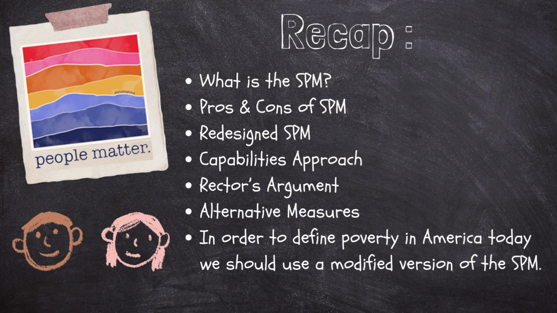The capabilities approach was considered in our modified SPM. The capabilities approach is a theoretical framework for defining and measuring poverty. We acknowledged and debunked Rector's argument about poverty, as well as other inferior poverty measures. All of this comes together to support our thesis that in order to define poverty in America today, we should use a modified version of the SPM.